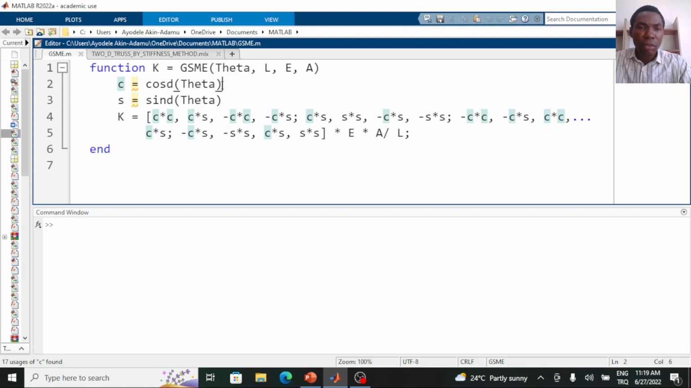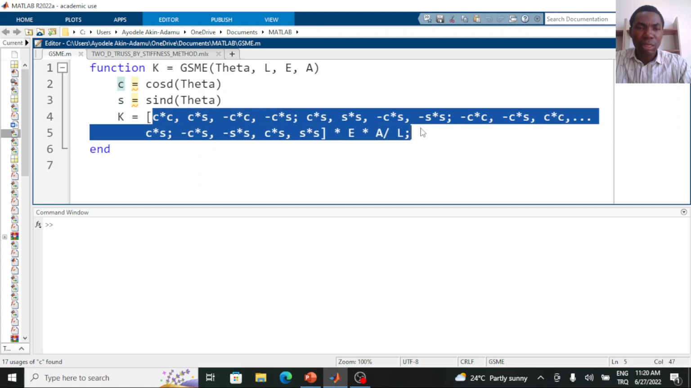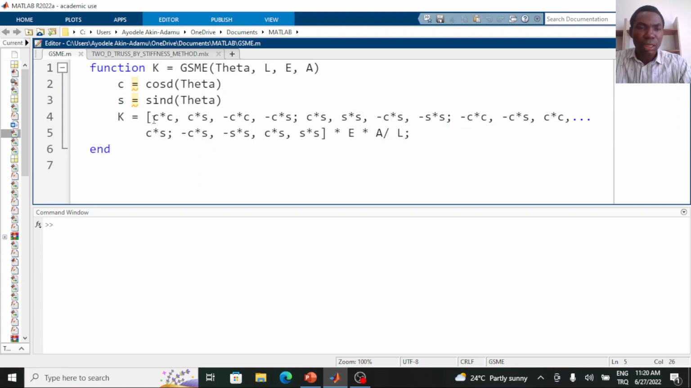the function computes cos theta for me and stores it in a variable called C, and it also stores sin theta in a variable called S. And it computes the local stiffness matrix defined by this line of code. C multiplied by C is cos squared theta. C multiplied by S is cos theta sin theta. Minus C multiplied by C is minus cos squared theta, in that order. This matrix is multiplied by E multiplied by area divided by L.